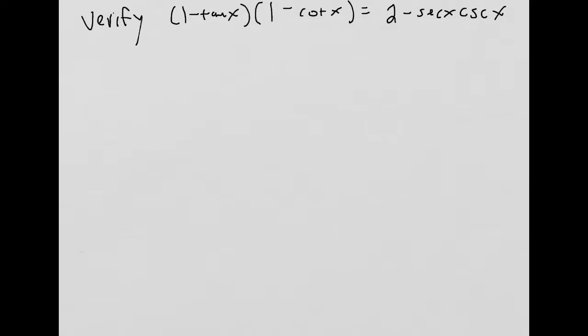Alright, so we want to verify this identity. We have (1 minus tangent of x) times (1 minus cotangent of x), and we want to show that this is equal to 2 minus secant of x times cosecant of x.